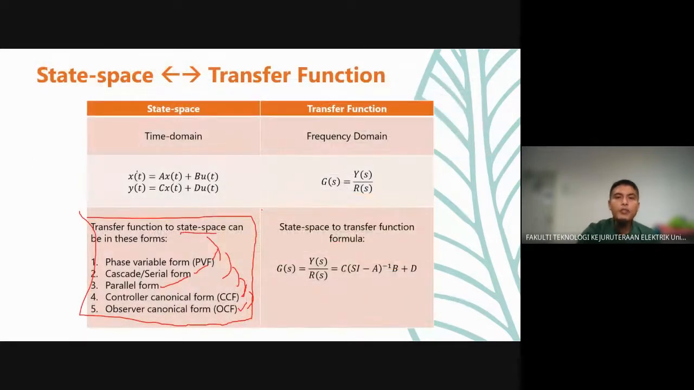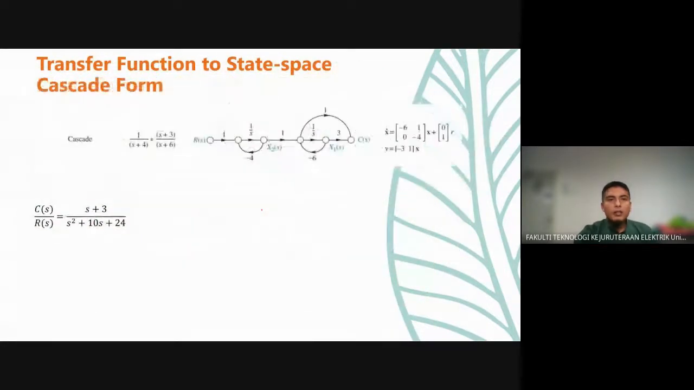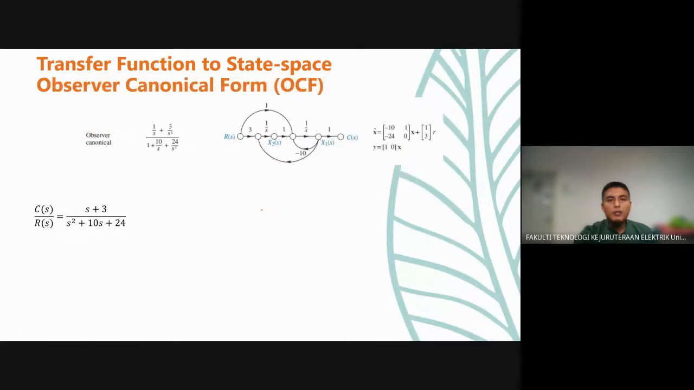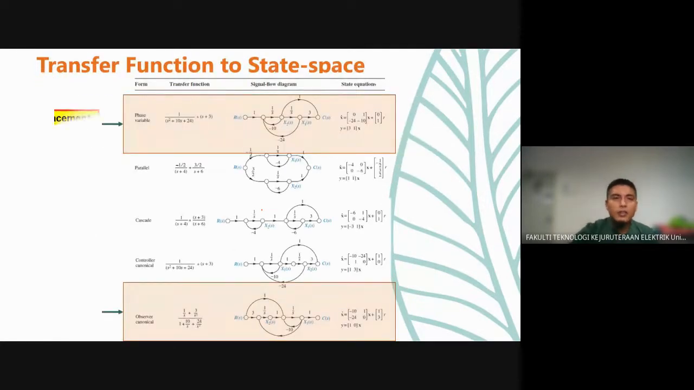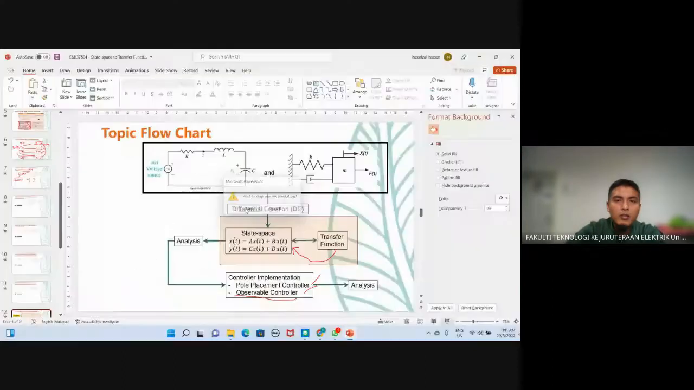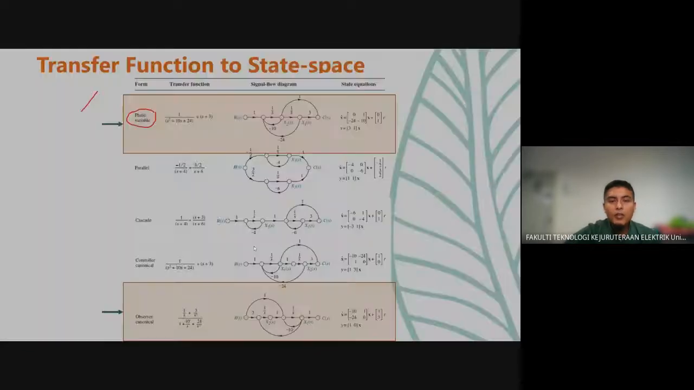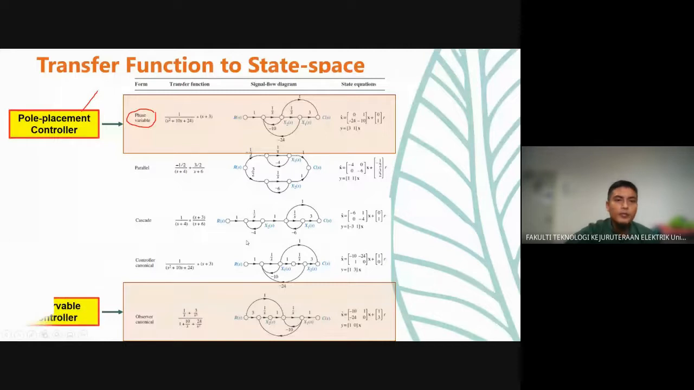Okay, so now this one, this one, this one, this one. Okay, so the most important thing: if you want to design the pole placement controller, you must use the phase variable form. If you want to design the observable controller, you must use this observer canonical form.